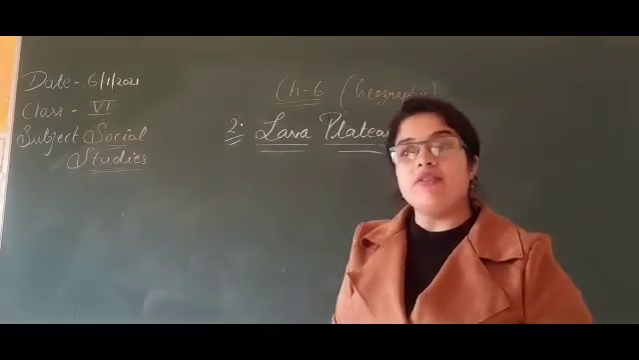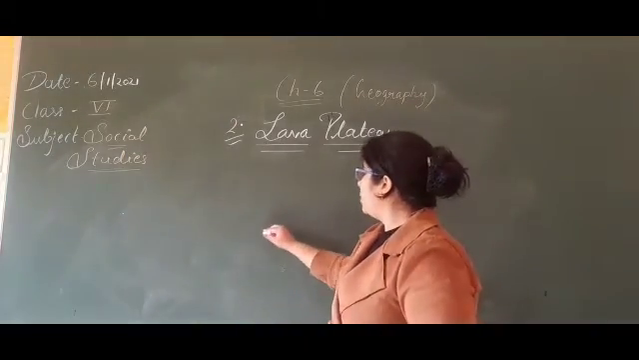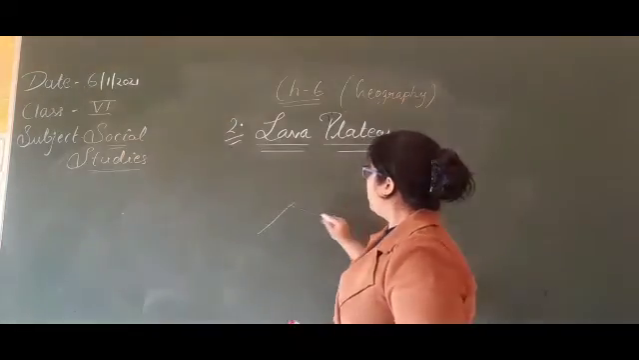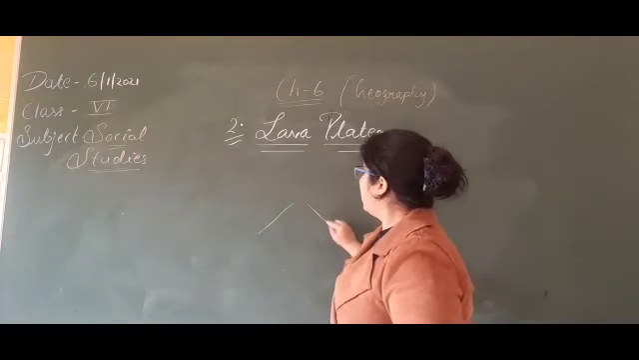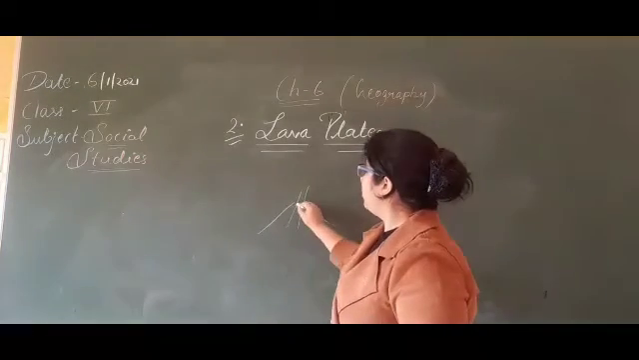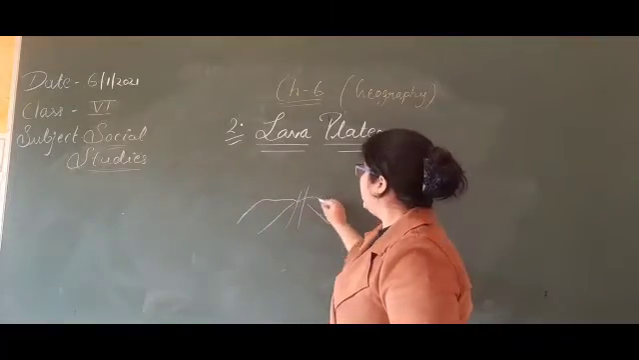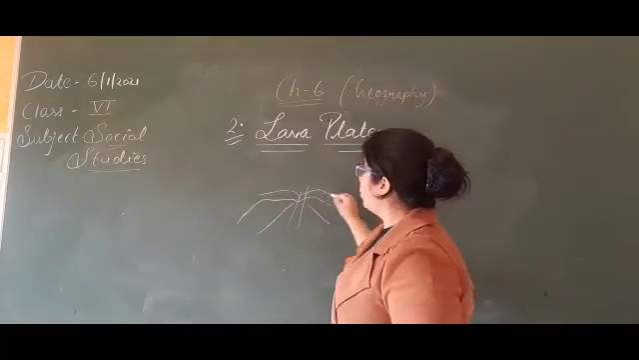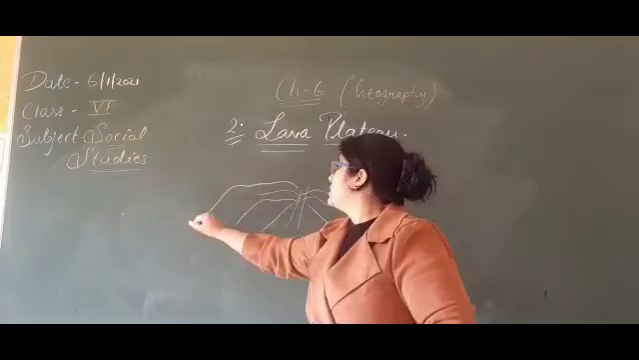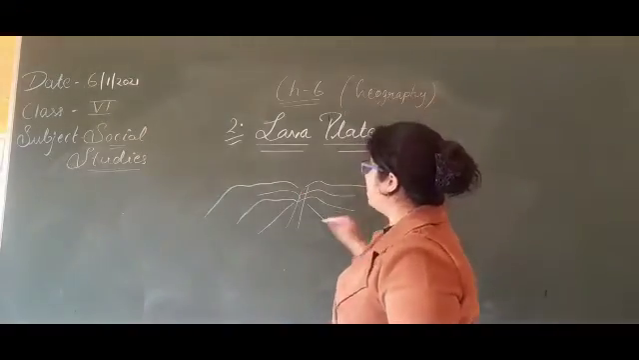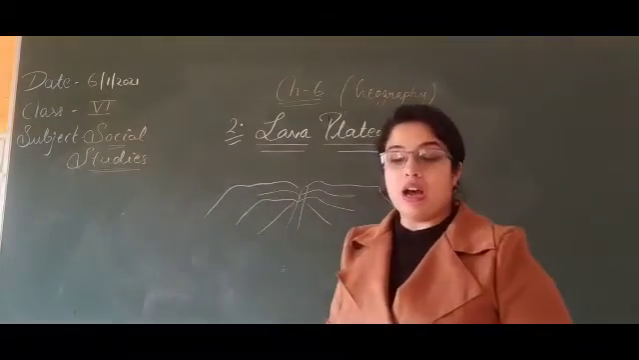The lava that flows from the vent, from the lower part of the earth, when it flows and gets cooled down, then these types of plateaus are formed.